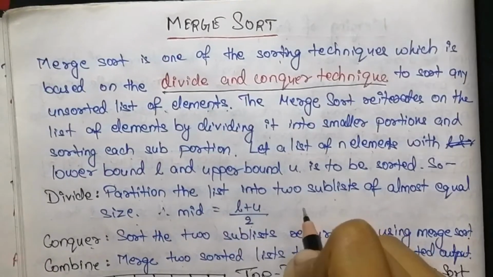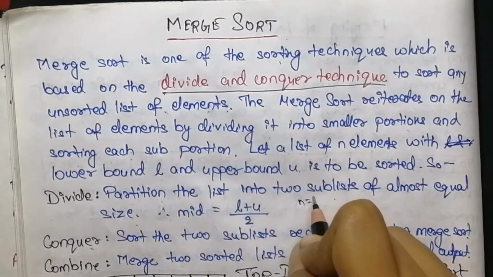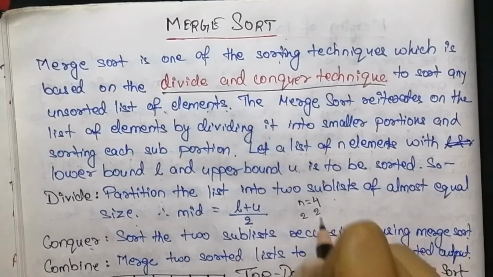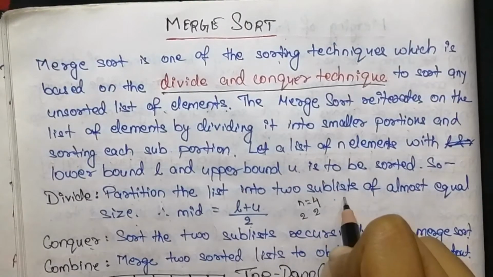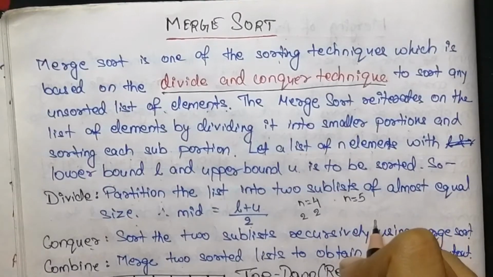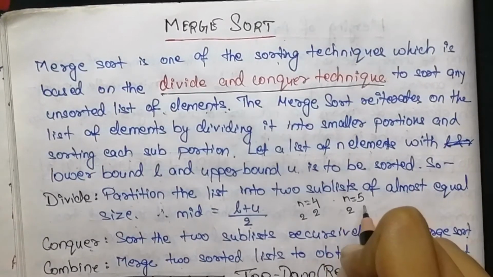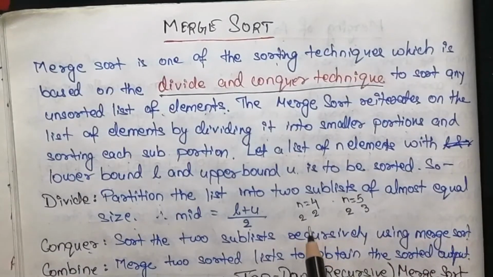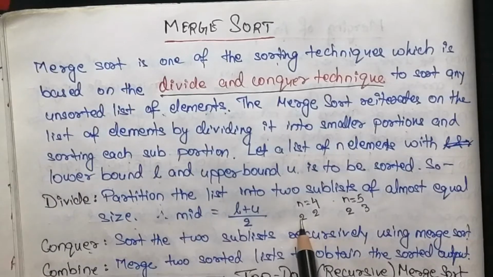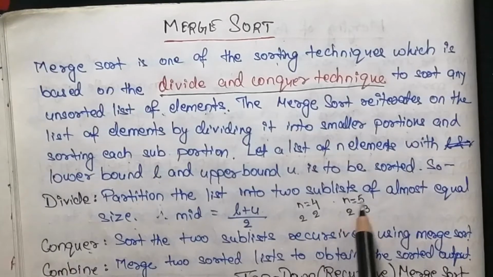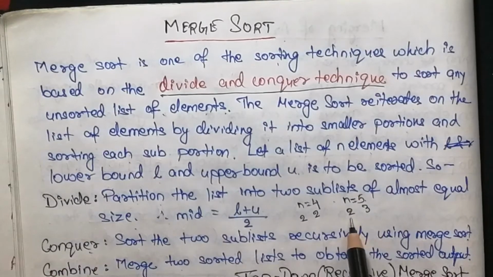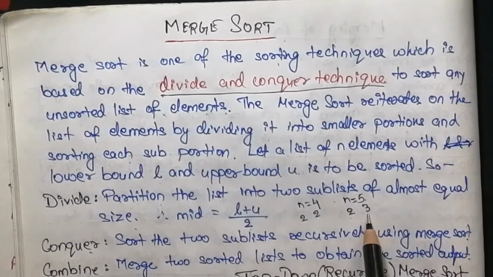Now if n is even, that means if the size of the array is 4, then we will get two equal sublists of size 2 and 2, right? But if n is odd, that means if it is 5, then we will get two sublists, one of size 2 and one of size 3. So if n is even, we get two sublists of size n/2. But if n is odd, we get two sublists, one of size n/2 and the other of size n/2 + 1.